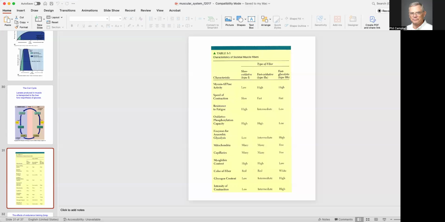Mitochondria are low. Capillaries, low. Myoglobin content, low. Because there's no myoglobin, those fibers tend to be white. And glycogen content is high. Intensity of contraction, high. So we contrast the two. All right, let me give you an example.